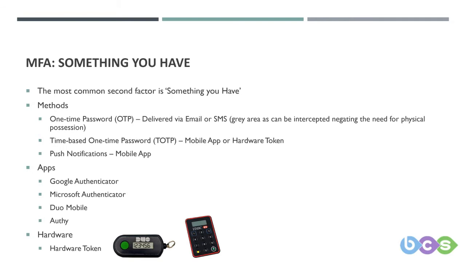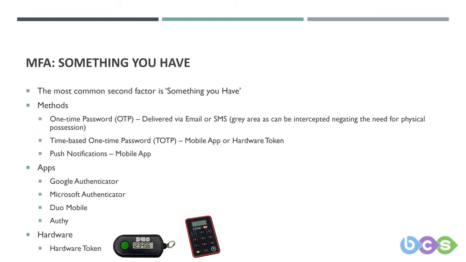Some methods of authentication that can be delivered to you, we could go over, are one-time passwords, shortened to OTP. You might see these again in website settings. These are delivered by email or text or SMS. And due to emails and texts potentially being compromised or intercepted, this is slightly a grey area, as it negates the need for that physical device. Again, better than nothing.